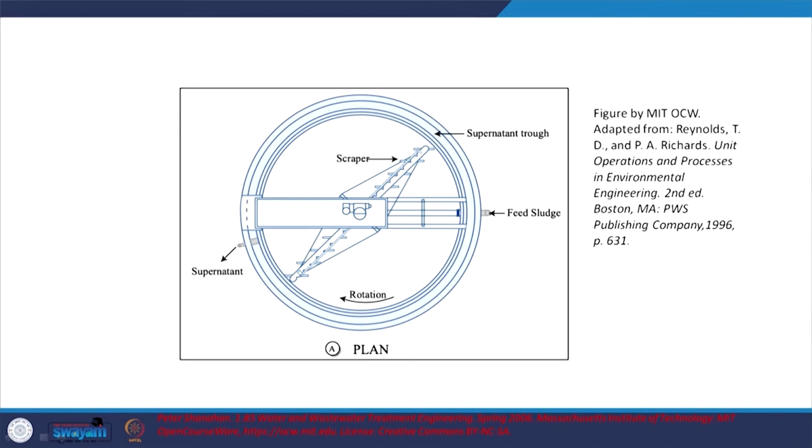So, I am feeding it here, and you can see the relevant pickets. I think this is the top view, and it is rotating in this manner, and slowly but surely you are going to have the supernatant leaving from these troughs which are at the periphery.